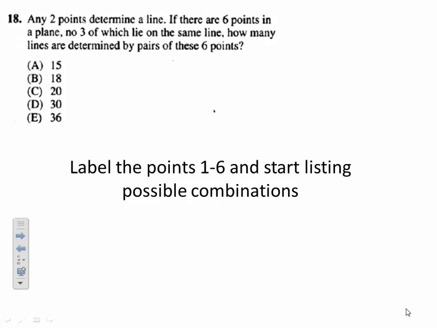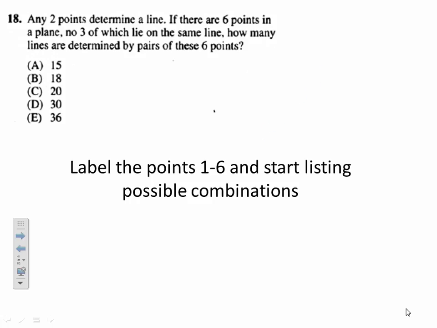This is test 6, section 2, question 18. So it says any 2 points determine a line. And by that, they just mean that if you have 2 points, then that's going to tell you what line goes through those 2 points. Sorry, that was a terrible attempt to draw a line through those 2 points. Okay. So it says any 2 points determine a line.